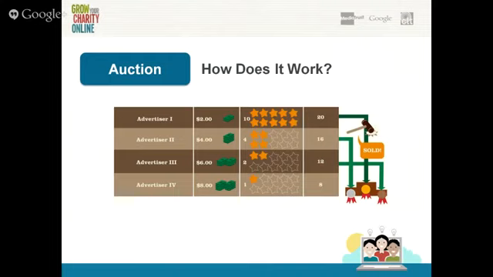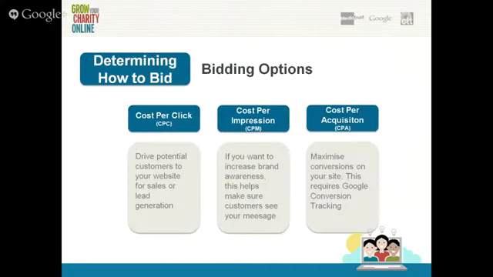So moving on from this, you're probably wondering how to actually then bid. So the next topic that we're going to focus on is determining how to bid. There are 3 bidding options in AdWords. The first one, the CPC bidding. So with CPC bidding, you're focusing on clicks. If you're focusing on gaining traffic to your website, CPC bidding would probably be the best solution.